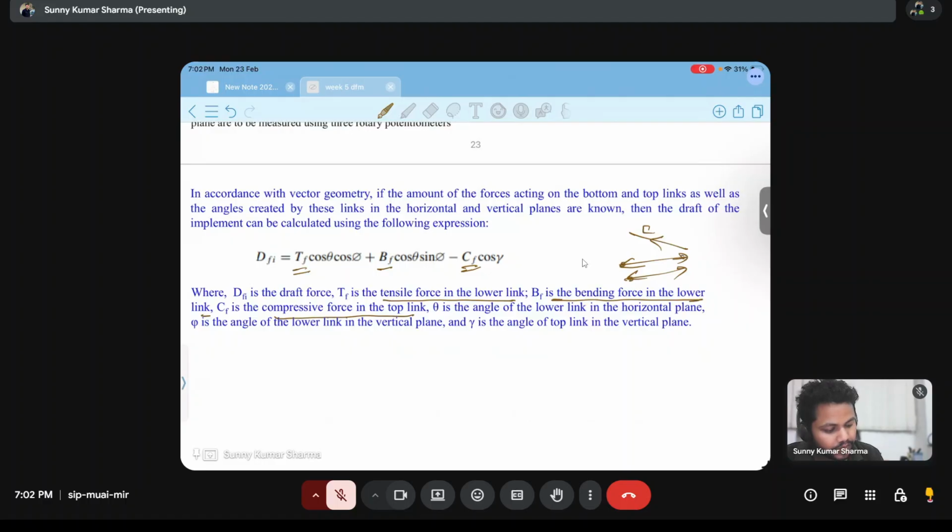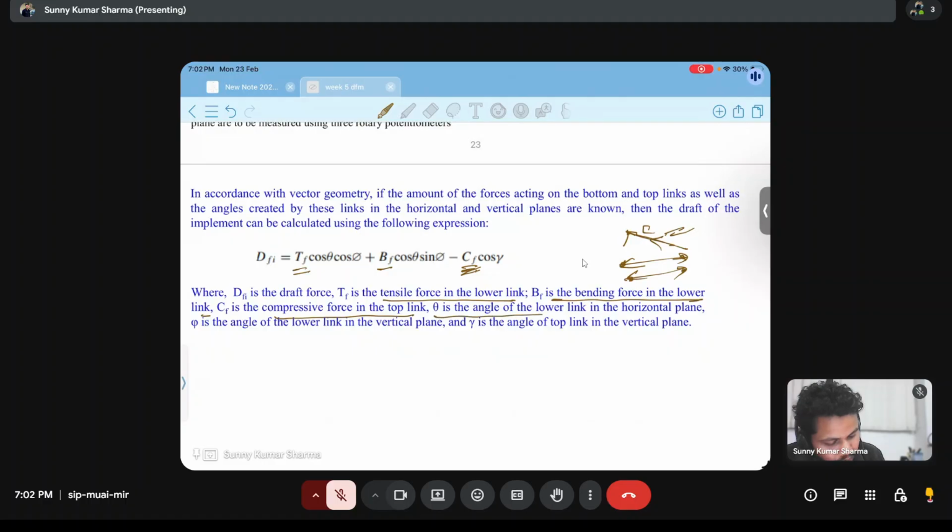For these two lower links, what is the tensile force acting, and what is the compression force CF in the top link? That force we can get with the help of a strain gauge reading, and the angle they are making we will get from the potentiometer reading.